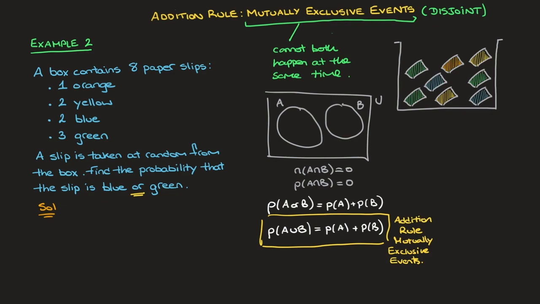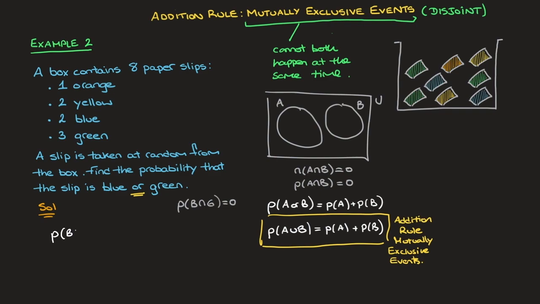Well, for this example, which I've illustrated over here on the right-hand side, if we pick one of these paper slips at random, it will either be orange, yellow, blue, or green. But it's not possible to pick one paper slip and to get both blue and yellow, for instance, or blue and green. Consequently, the events picking a blue slip and picking a green slip are mutually exclusive. They cannot happen at the same time. And that tells us that the probability of picking a slip which is both blue and green is equal to 0.